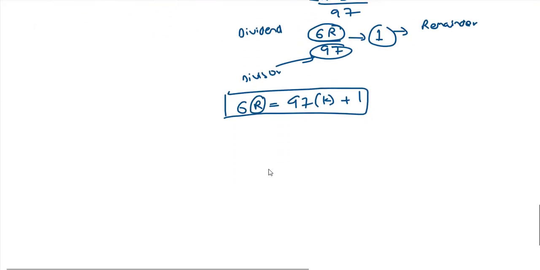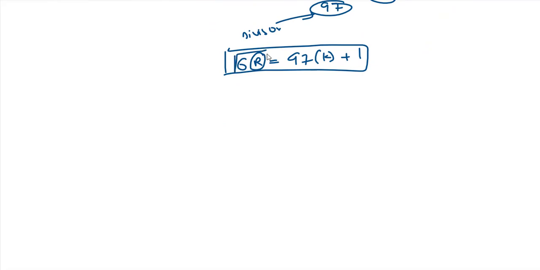By solving this expression, we can find our value of the remainder r. So how are we going to solve this? As you can notice, the left hand side is a multiple of 6, so the right hand side should also be a multiple of 6. That means 97k plus 1 should be a multiple of 6. So you will have to find such a value of k so that it becomes a multiple of 6. By substituting k equal to 1, 2, 3, you can do that.